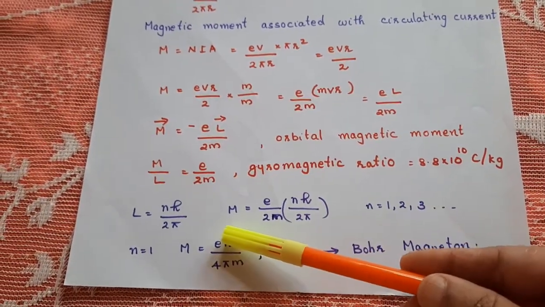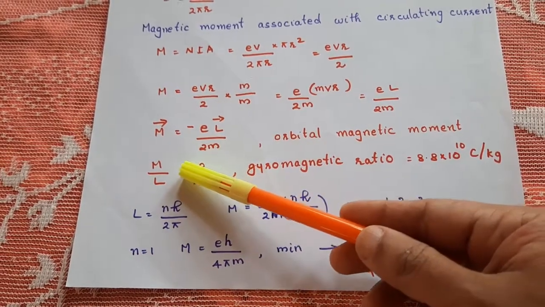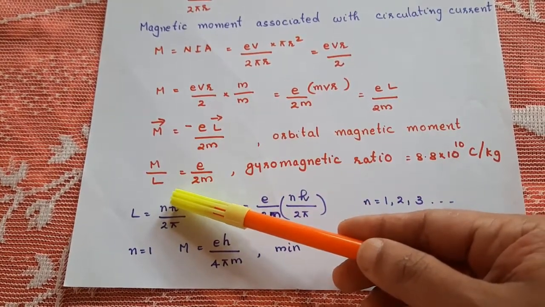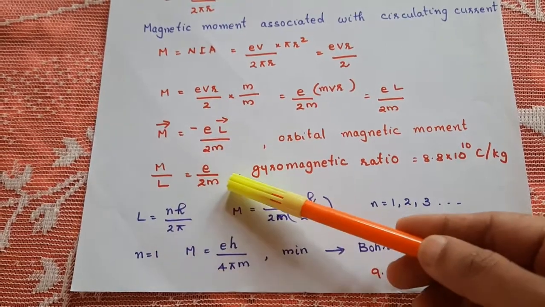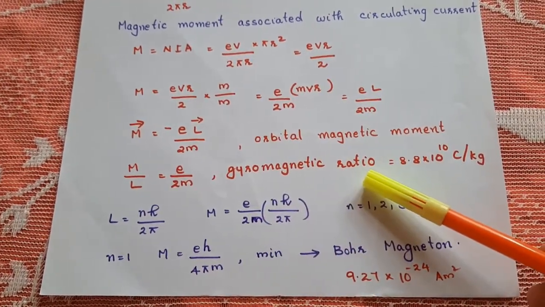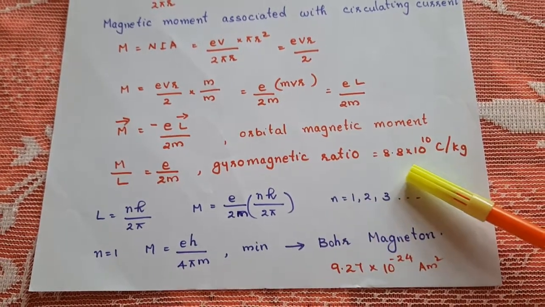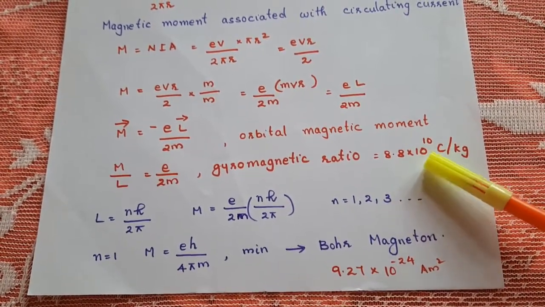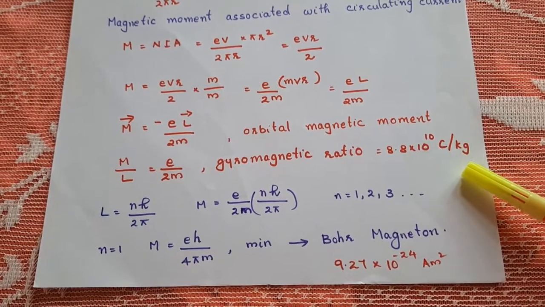The ratio of magnetic moment to angular momentum is e by 2m. It is known as gyromagnetic ratio. It is equal to 8.8 into 10 raised to 10 coulomb per kilogram.